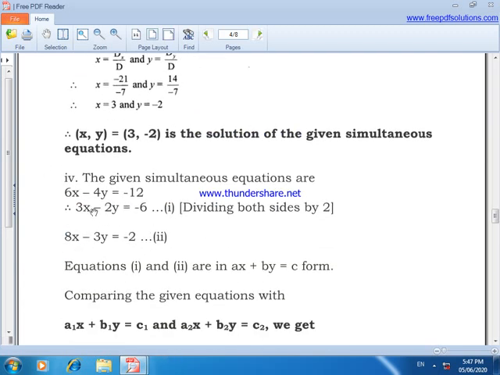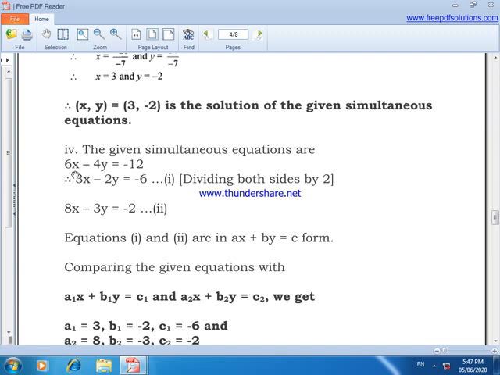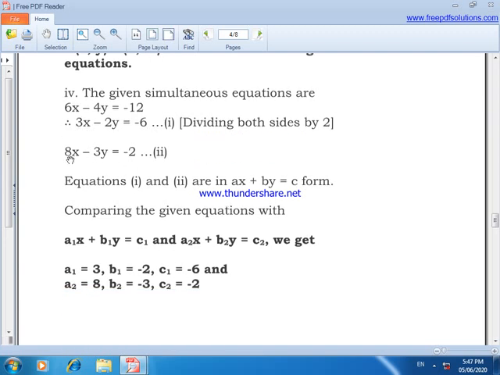Now the fourth example: 6x minus 4y is equal to minus 12 and 8x minus 3y is equal to minus 2. Now this one is the first equation, 6x minus 4y is equal to minus 12. In this equation all the coefficients are divisible by 2, so we can reduce this equation. By dividing each term by 2, 6 divided by 2 is 3, 4 divided by 2 is 2, 12 divided by 2 is 6, so our equation becomes 3x minus 2y is equal to minus 6. Then the second equation is 8x minus 3y is equal to minus 2.